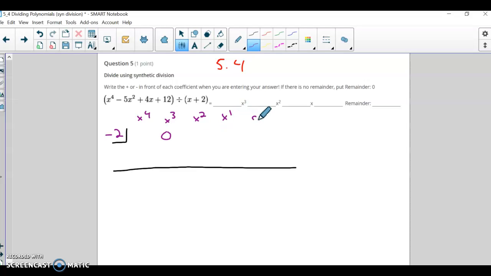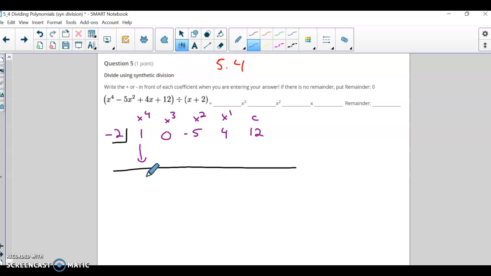Okay, so along the top, they have to go in order. So I have 1x to the 4th, no x cubed, -5x squared, 4x to the 1st, and then a constant of 12, right? And if you forget that 0, you're going to get all messed up. So make sure you have that placeholder 0 there. They have to go in order of exponents. Don't skip any exponents.